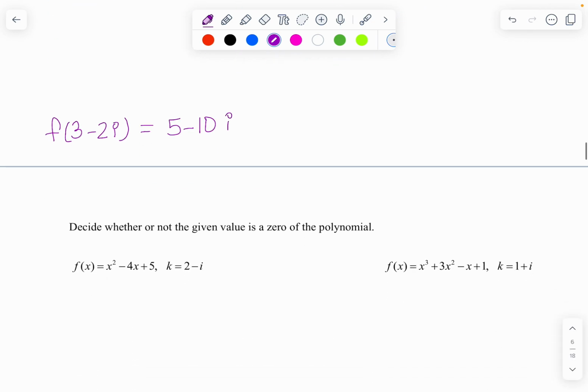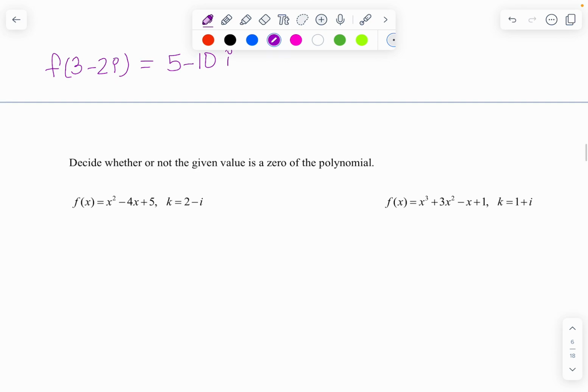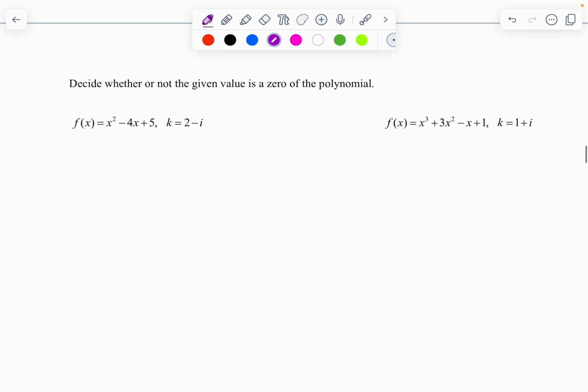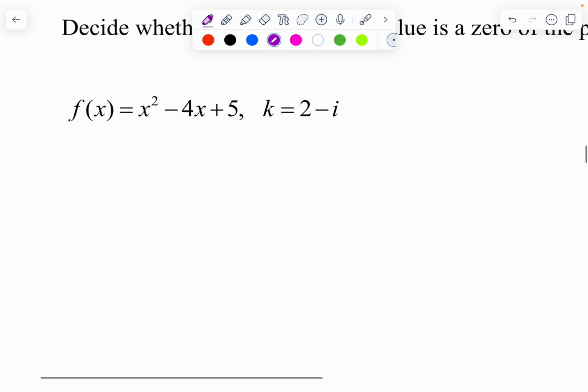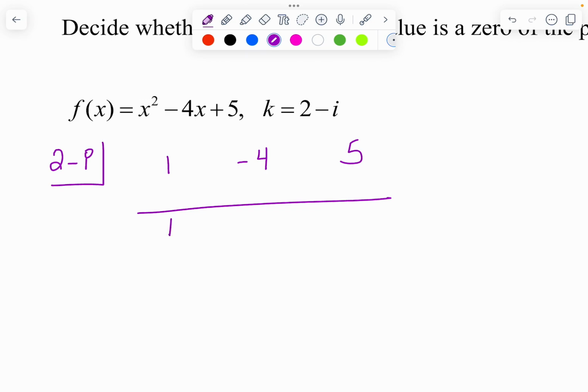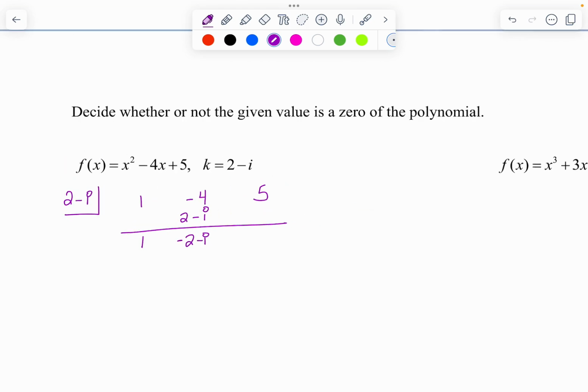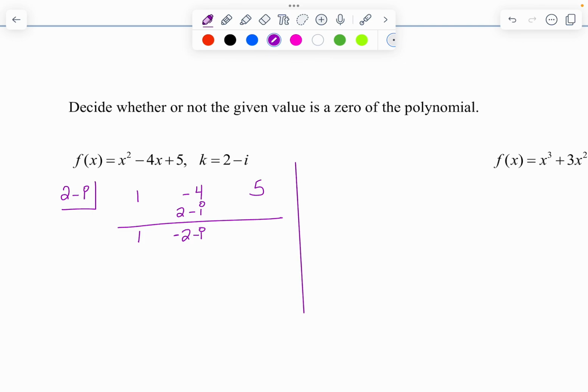Now I want to go down to this next part, and this says decide whether or not the given value is a 0 of the polynomial. So if we try this one, we are going to do synthetic division with 2 minus i. I have 1, negative 4, 5. So again, 1 times this is 2 minus i. So this is going to be here, negative 2 minus i. Now I'm going to do FOIL. I have 2 minus i times the quantity of negative 2 minus i.